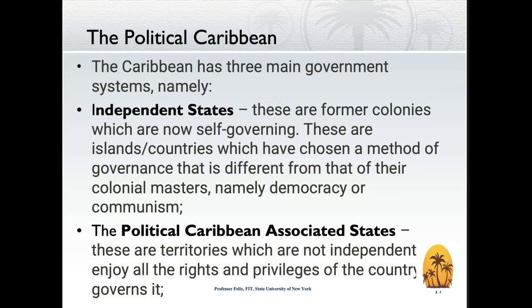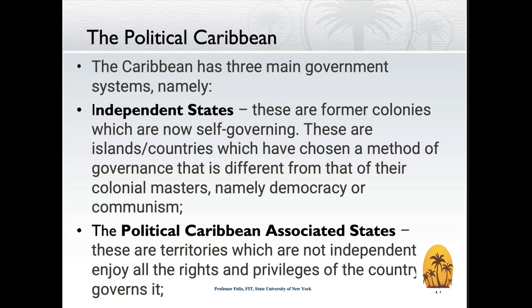Then we have the political definition of the Caribbean. This has three basic components. The independent states, which is self-explanatory, so those countries that got their independence. And then you have the semi-independent states, which are considered to be the political Caribbean associated states, which are associated with great powers like France and the Netherlands, right? So places like Guadeloupe, Martinique, Aruba, Bonaire, Curacao, the so-called ABC Islands. So that's the political associated states.